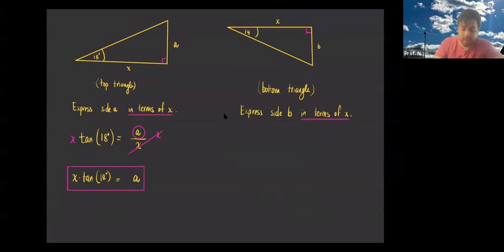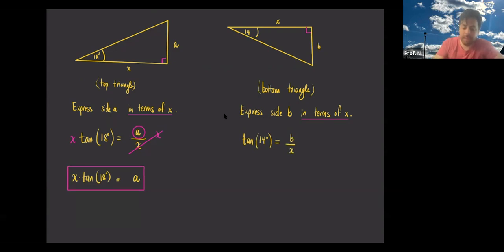So great, I completed the objective that I have of expressing side A in terms of X. I did it. Now I'm gonna do the same thing for the bottom triangle for side B. I have the angle 14 degrees. I got the adjacent side X, and I got B, the opposite side. So then I say tangent as well. Tangent of 14 degrees is equal to B over X, opposite over adjacent.